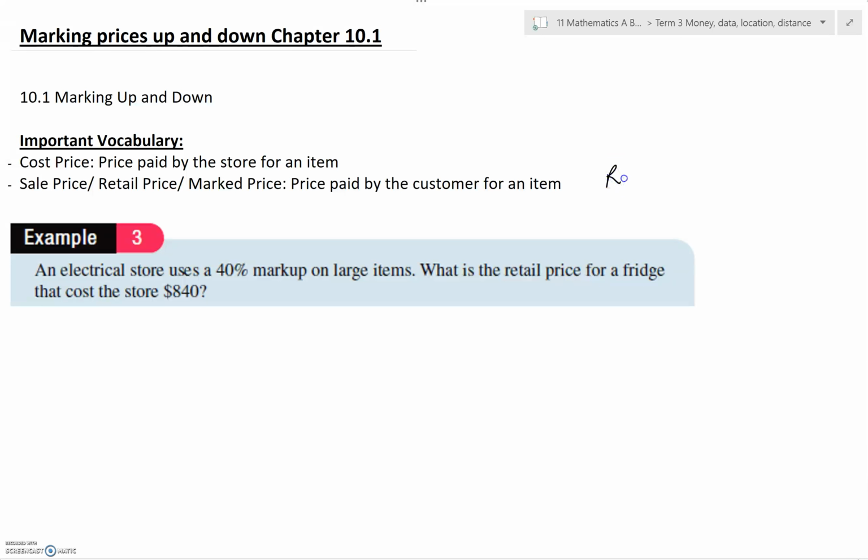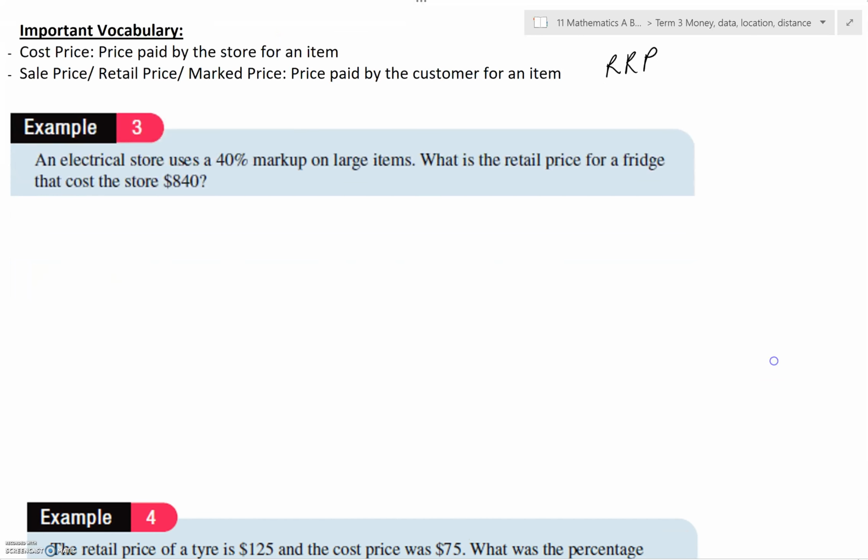You might also see it written as RRP, recommended retail price. And recommended retail price is a margin or an amount that the manufacturer usually of the goods sets, and the store might decide to charge it, but they don't have to. But RRP is a commonly used term, so you need to know about that. Okay, let's look at a few examples and then you're going to have a go at them.